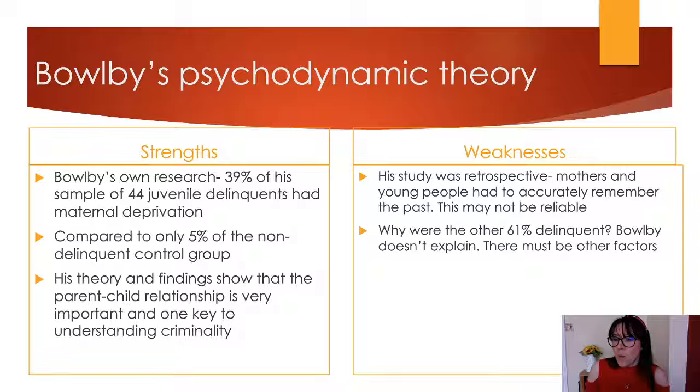Why only 39% delinquent? Bowlby doesn't explain. There must be other factors as well. Why were the other 61%? So only 39%. That's really small, actually, of the 44. So 44 is already a small number. Well, what about the other 61% then that don't correlate to his research?